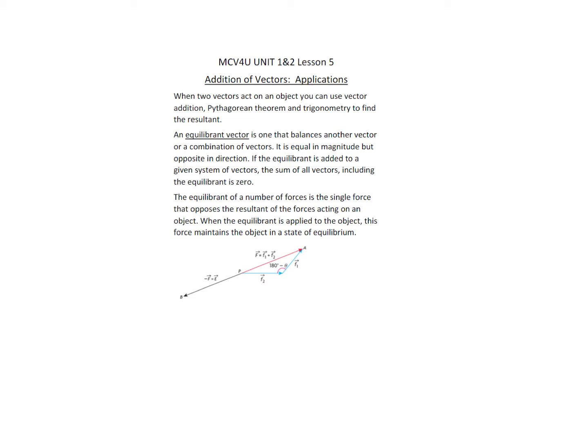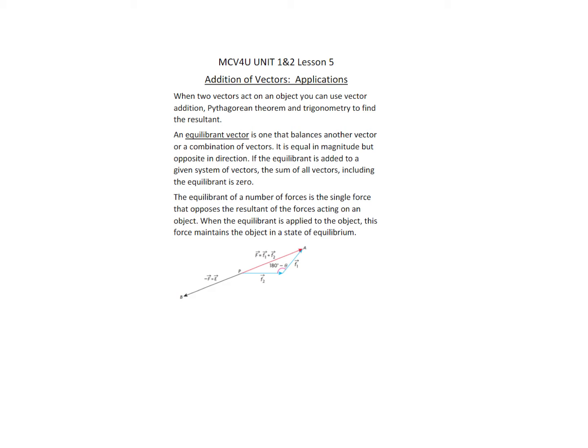In lesson 5, we are going to look at some more vector addition and some applications of vector addition. One thing to note is what an equilibrant vector is. When we add two vectors together, an equilibrant vector is the one that balances those two vectors, so that the equilibrant is equal in magnitude but opposite in direction. If we took the sum of all the vectors, including the equilibrant, it would be 0.